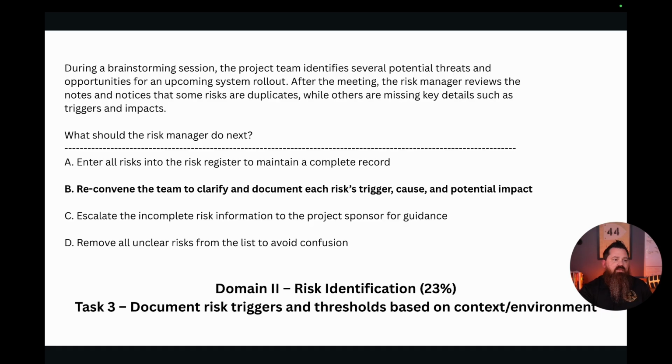So, B, you want to make sure that you are documenting risk triggers and thresholds based on the context and the environment. And you need to bring in those subject matter experts, ensure accuracy, shared understanding, and getting that reliable input so that way later you can take it through qualitative and quantitative analysis. And we're pulling that question out of risk identification. Task 3, document risk triggers and thresholds based on context environment.